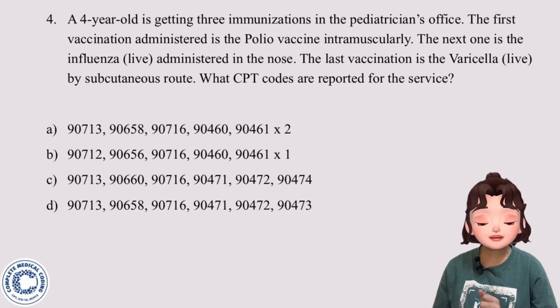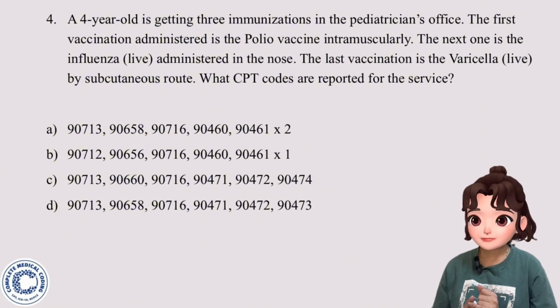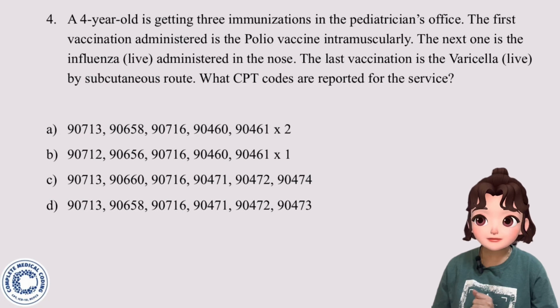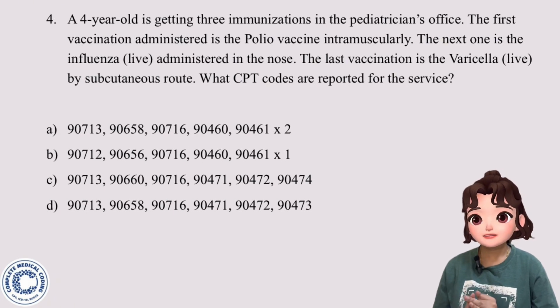What is 90660? 90660. Influenza virus vaccine trivalent live. Yes, this is what we need for intranasal use. Here in the question, influenza virus live is administered in the nose. That means intranasal. Okay, so we got the code for influenza vaccine as 90660. Now what is 90716?